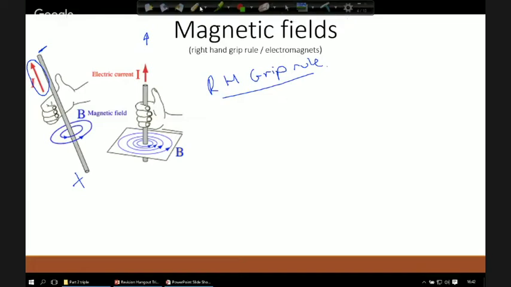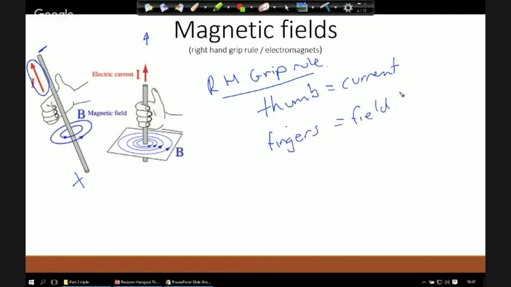So the field lines will either be going around clockwise or anti-clockwise. While using your right hand, as if you are curling your fingers around the cable, your thumb shows the direction of the current. And your fingers, the direction that they are pointing, is the direction of the field lines.